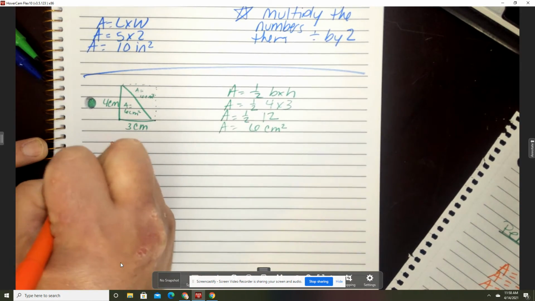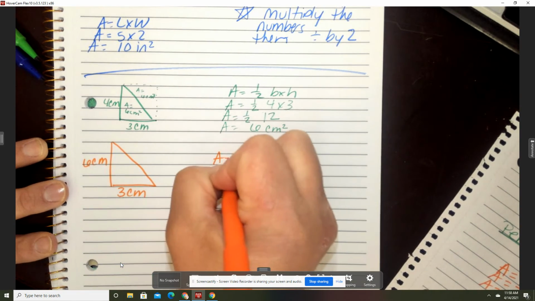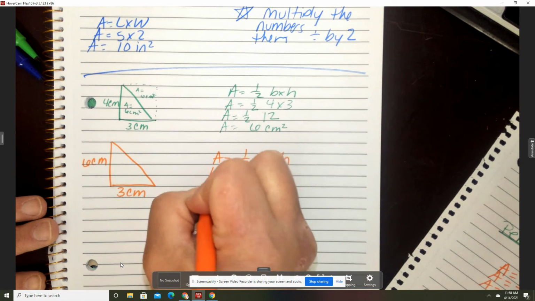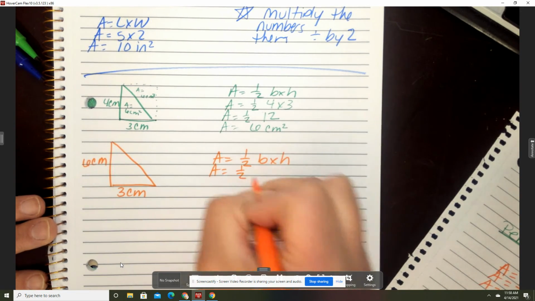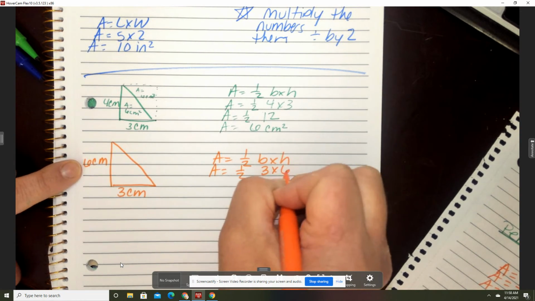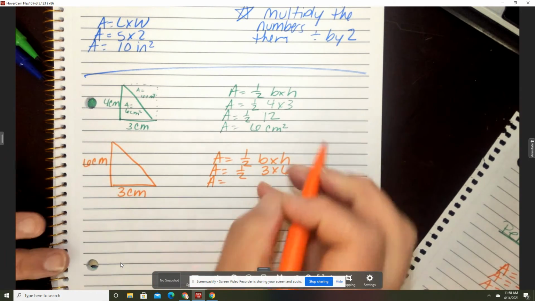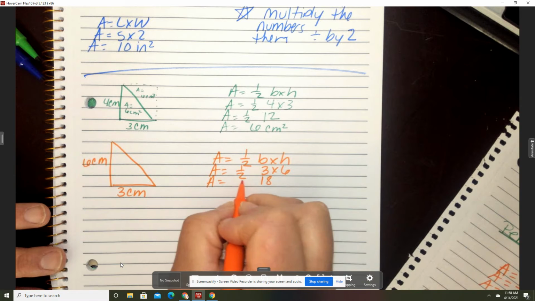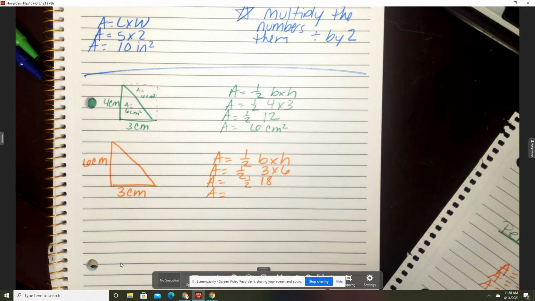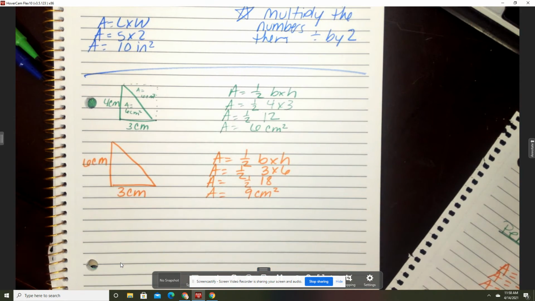Okay, so we've got 6 centimeters by 3 centimeters. So area equals half base times height. Area equals half, and I'm going to fill in my measurements. Base is 3, the height is 6. And now I just have to multiply 3 and 6, which is 18, and then half of that. What is half of 18? That is 9 centimeters squared.